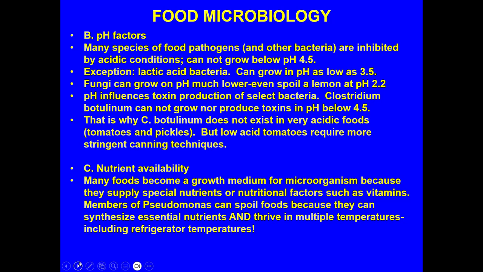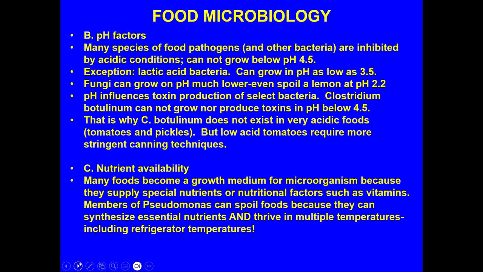Okay. Part of this is that pH will influence toxin production of select bacteria. Clostridium botulinum cannot grow nor produce toxins in a pH below 4.5. That's why C. botulinum doesn't exist in very acidic foods. If you go out and you do canning, for example, there's a difference between canning peas and beans versus tomatoes. Tomatoes, you have to have what is called just a hot water bath. Peas and beans, because they have a much higher pH, you have to either add some acid, such as lemon juice or something. You have to drop the pH, and then you may have to do a pressure cook there.